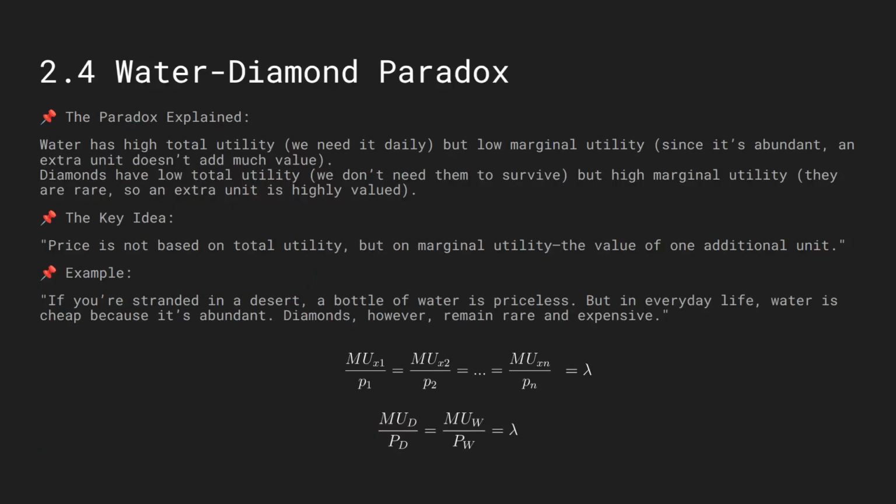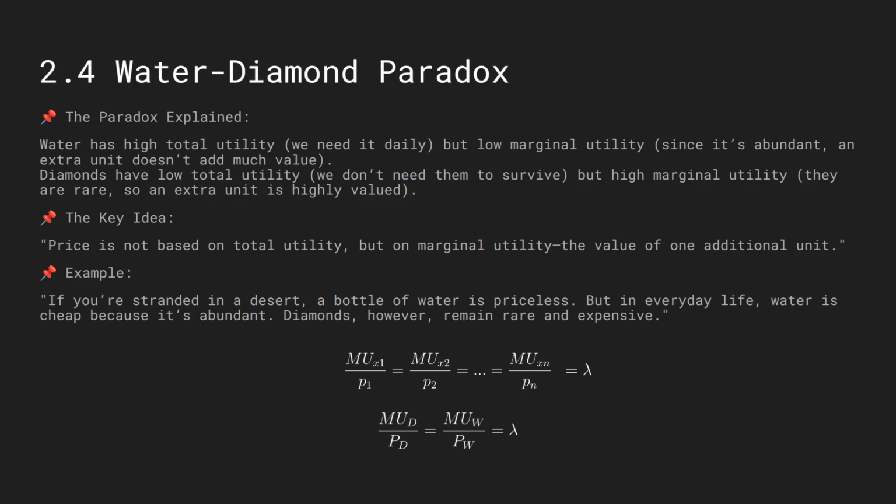Let's look at an interesting paradox. Why is water, which is essential for life, so cheap, while diamonds, which have no regular uses in our life, we do not need diamonds to survive, so expensive? This is the diamond paradox, also known as the paradox of value.